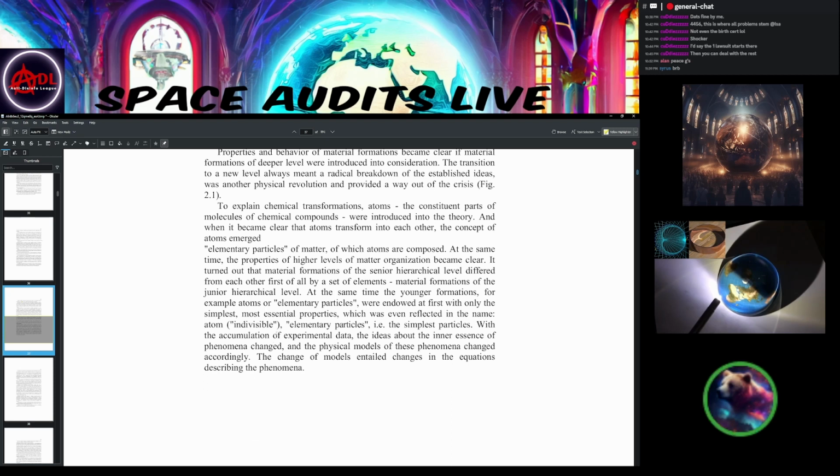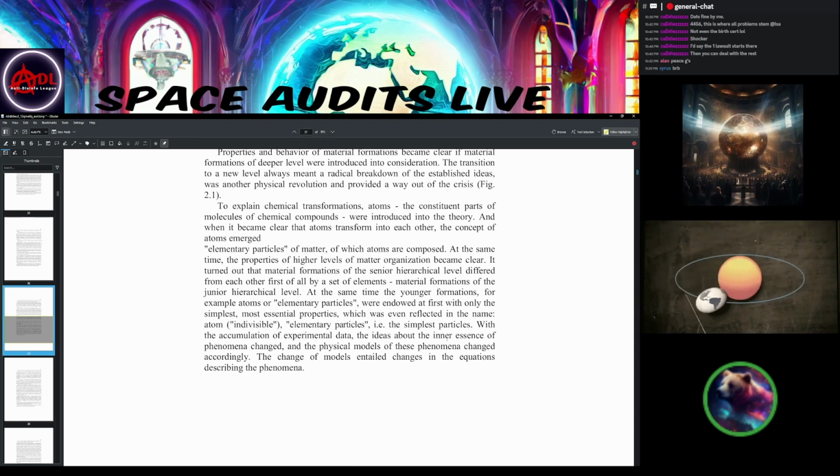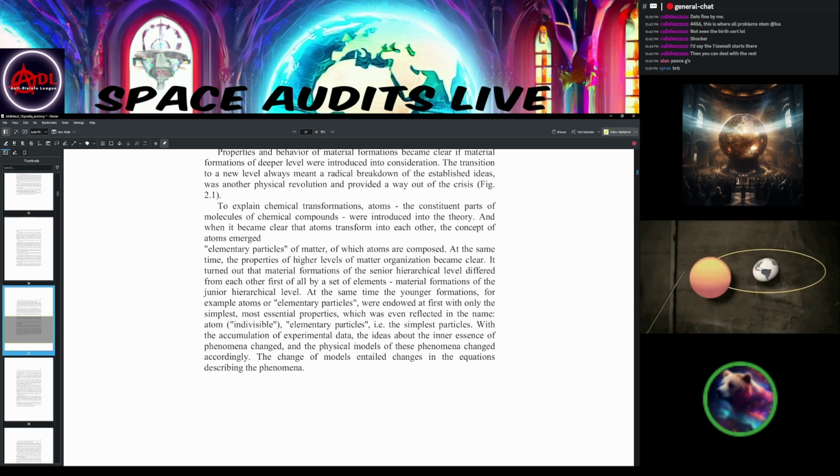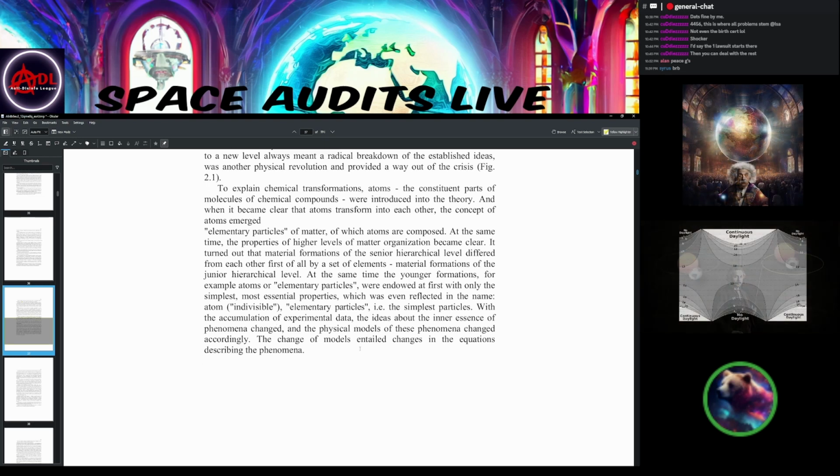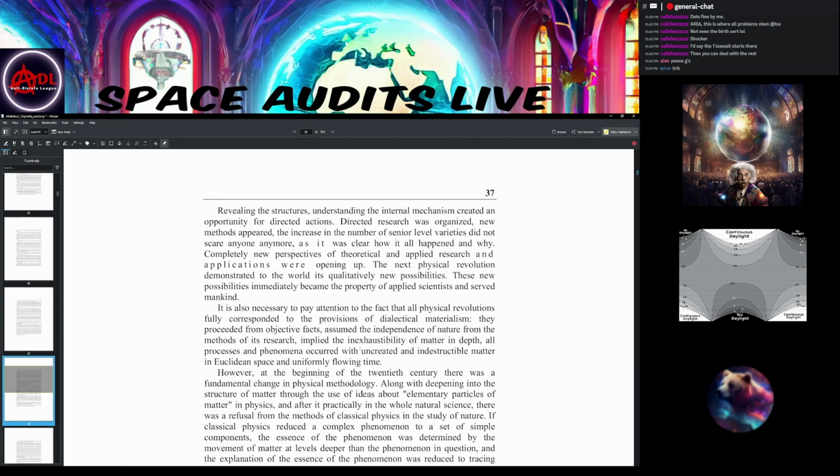With the accumulation of the experimental data, the ideas about the inner essence of the phenomenon changed, and the physical models of these phenomena changed accordingly. The change in models entailed changes in the equations describing the phenomenon.